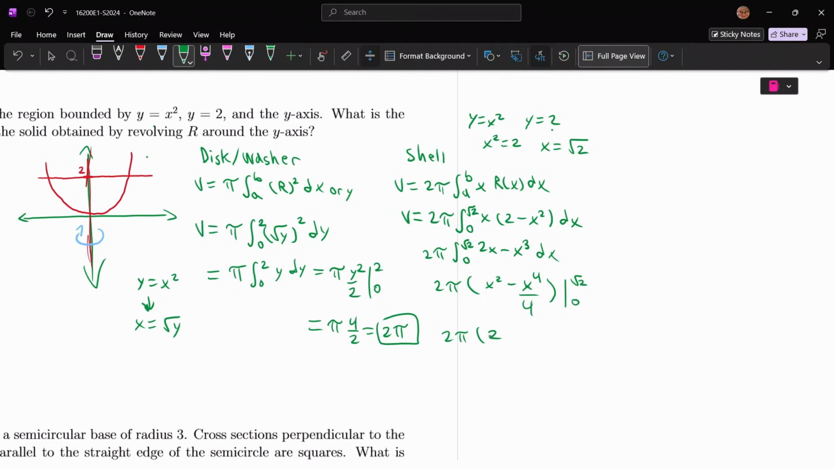times 2 minus 4 over 4, which equals 2 pi times 1, which equals 2 pi.